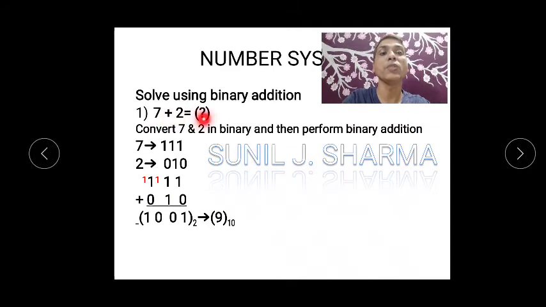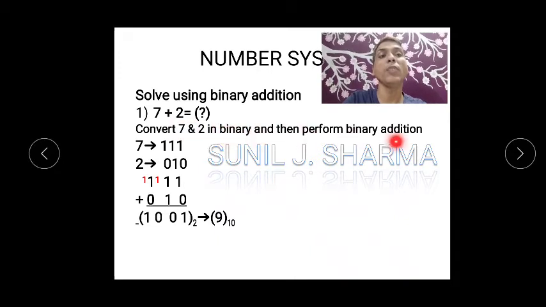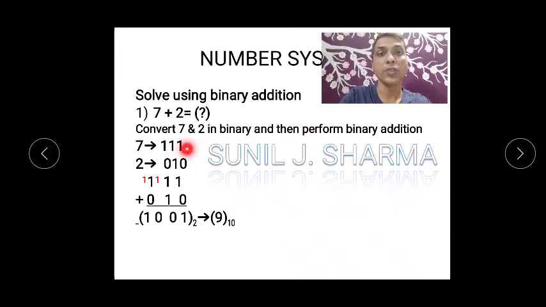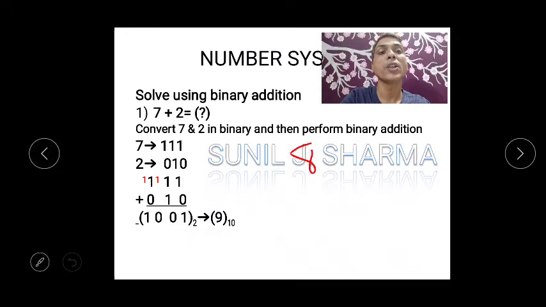So 7 plus 2. Solve using binary addition. You have to convert 7 and 2 into binary and then perform the binary addition. So 7 in binary is 111. I hope you remember this 8421 method, so 7 you can easily write. 2 you already know, 010. Now you have to add.